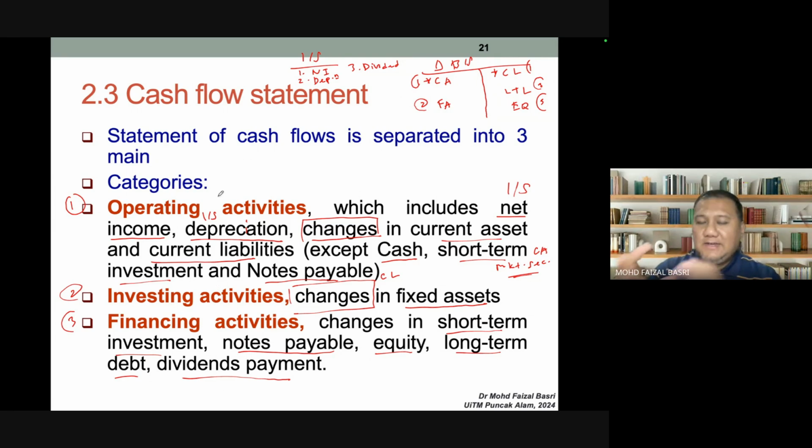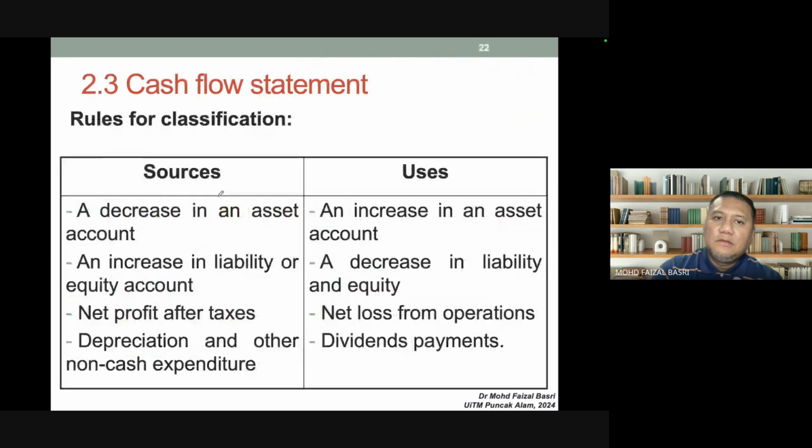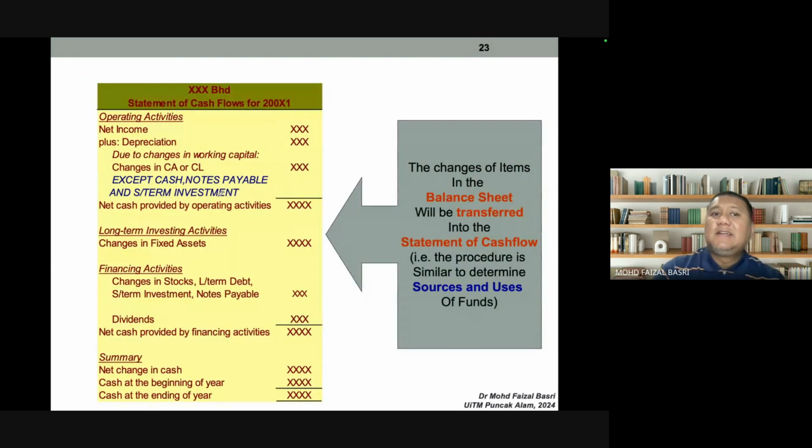So once kita dah classify the activities and know where to transfer, okay, I'm going to skip this one first. Kita akan transfer dalam bentuk macam ni. So this is our format. We're going to start with the name of the company on top, the name of the statement, cash flow statement for the year X and X, right? And we have the 3 categories. Category yang pertama, the second one, and the third one.